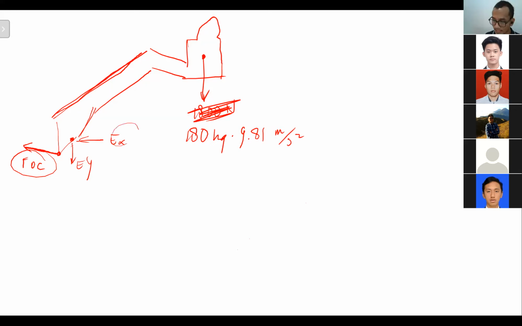So FDC, EX, EY, all the dimensions are there. Can we solve for this? Yes, two unknowns and three equations. Wait, three unknowns. Three unknowns, yes. Three unknowns, three equations.